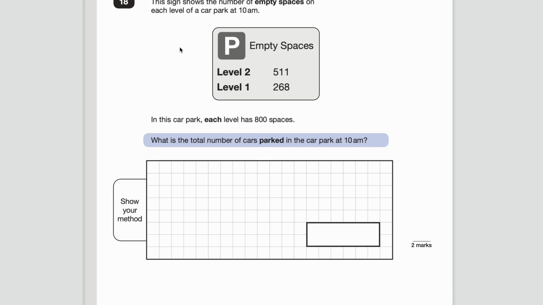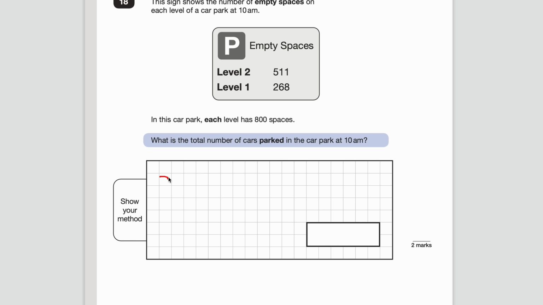Number 18. This sign shows the number of empty spaces on each level of a car park at 10 a.m. In the car park, each level has 800 spaces. That's important because these are empty spaces, so we need to know how many cars are actually using them, because the question says, what is the total number of cars parked in the car park at 10 a.m? So, first things first, we need to work out how many cars there are on level 2. There's 800 spaces, 511 of those are empty.